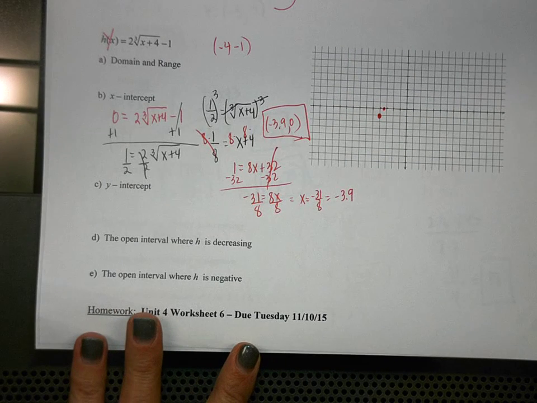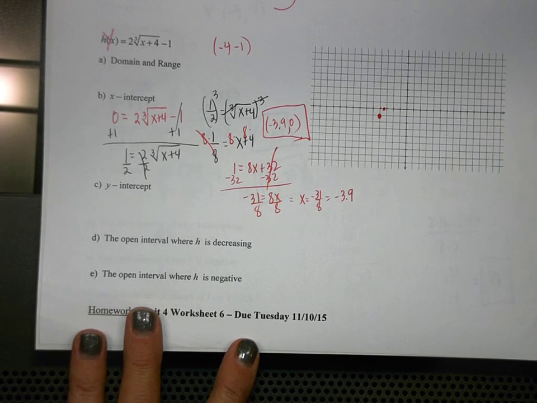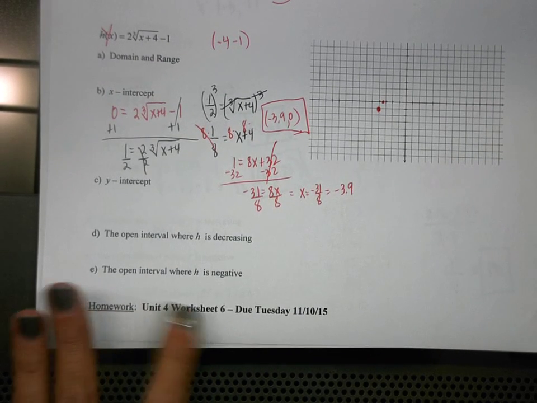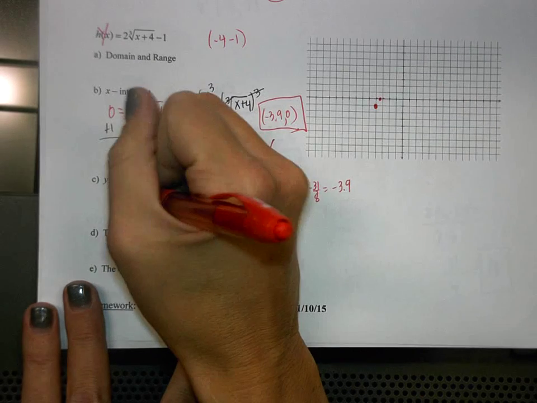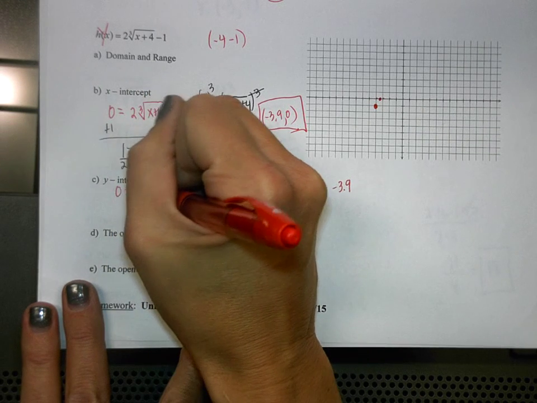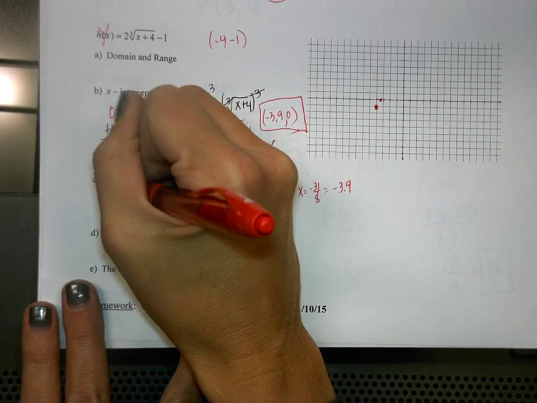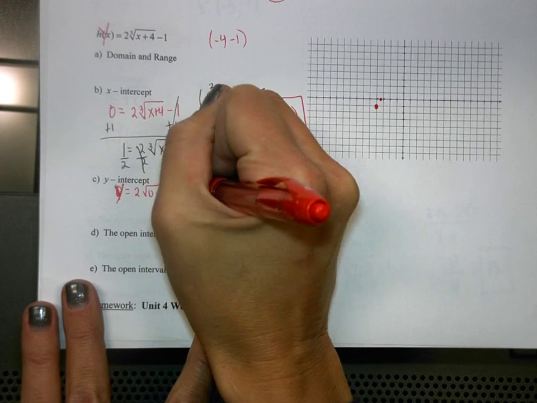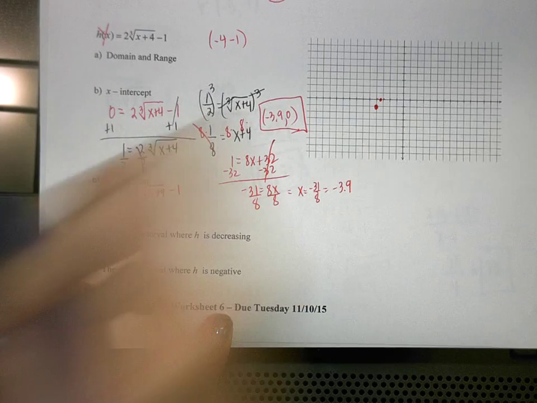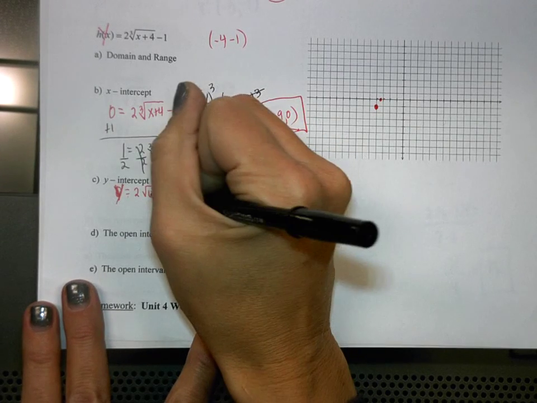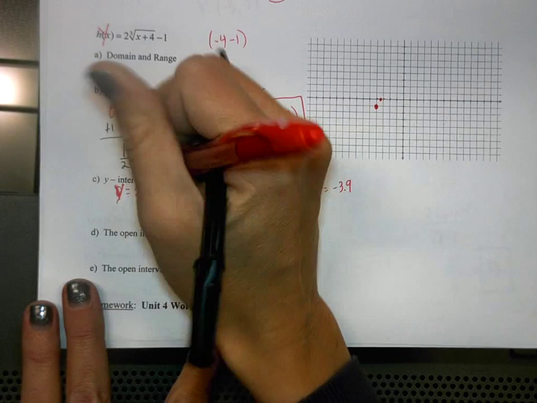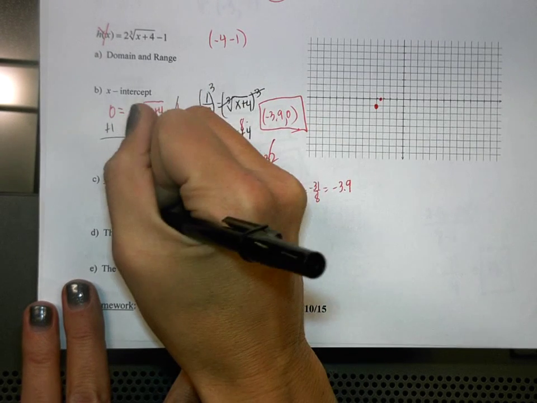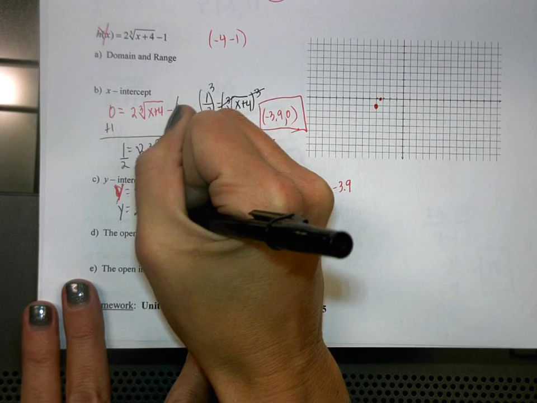Okay, y-intercept. What do I do? Plug it in, which this one's going to look a lot nicer. So we're going to have y equals 2 root 0 plus 4 minus 1. 0 plus 4 is 4. It's a cubed root. Thank you. So I have y equals 2 cubed root of 4 minus 1.